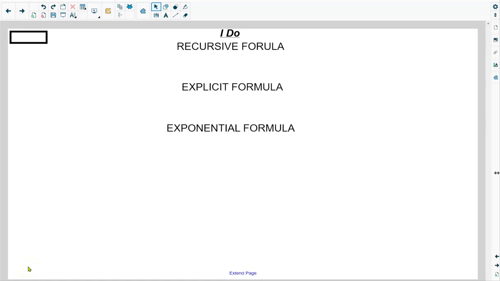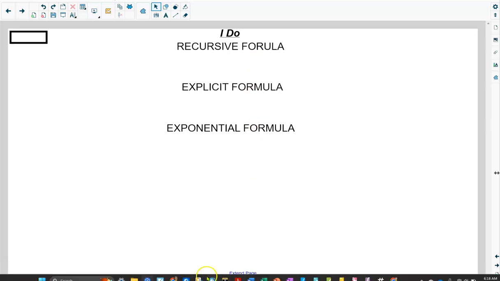All right, Harmony Science Academy, Algebra 2. We're going to be looking at recursive formulas and explicit formulas and exponential formulas, instead of functions, formulas, because they're all related. There's a lot happening here, but like always, we're going to simplify the process so you can do a lot in a very efficient way.